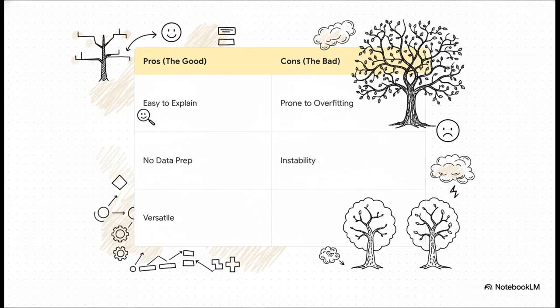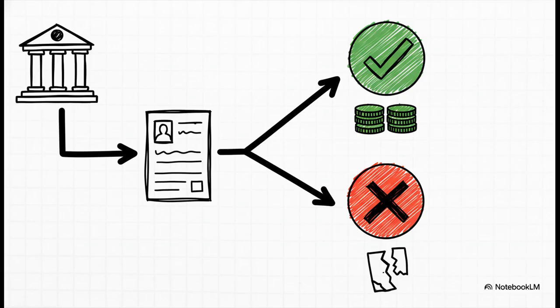Now, on the downside, like we just talked about, it's definitely prone to that overfitting trap. And another thing is that tiny changes in the data can sometimes create a completely different tree, which can be a little unstable. So, where would you actually use this thing?